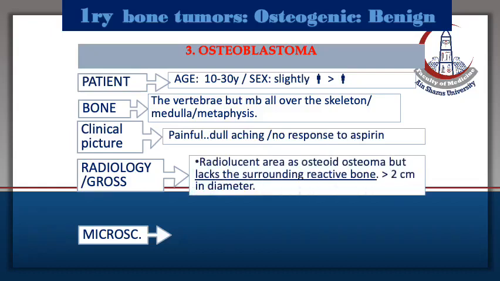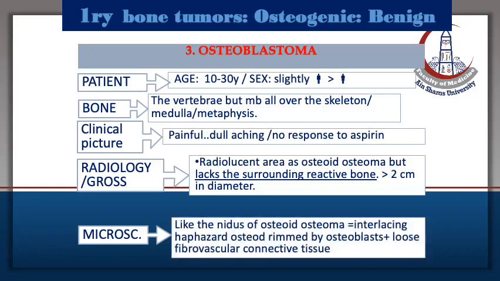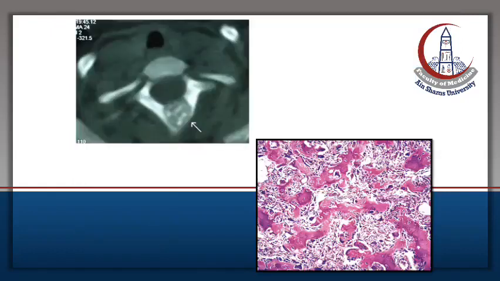It forms a radiolucent lesion more than 2 cm with no surrounding sclerotic rim. Under the microscope, osteoid trabeculae are seen lined by osteoblasts. Here is radiography for osteoblastoma showing an osteolytic lesion larger than 2 cm, and under the microscope osteoid trabeculae lined by osteoblasts.